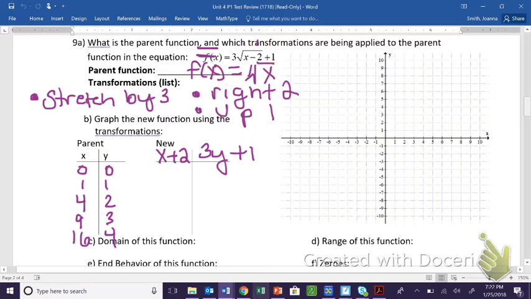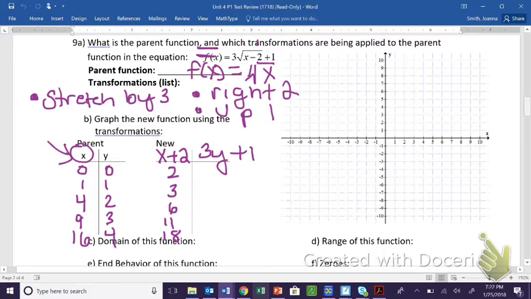Now, for my x values, I'm looking at these values right here, ladies and gentlemen, those. So I'm going to add 2 to each one of those. 0 plus 2 is 2. 1 plus 2 is 3. 4 plus 2 is 6. 9 plus 2 is 11. And then 16 plus 2 is 18.